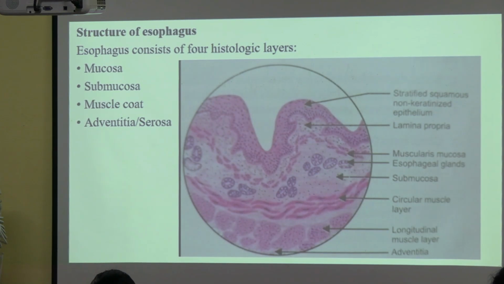What will be present in the esophagus? Adventitia or serosa? Most of the esophagus में क्या रहेगा? Adventitia रहेगा. Why?